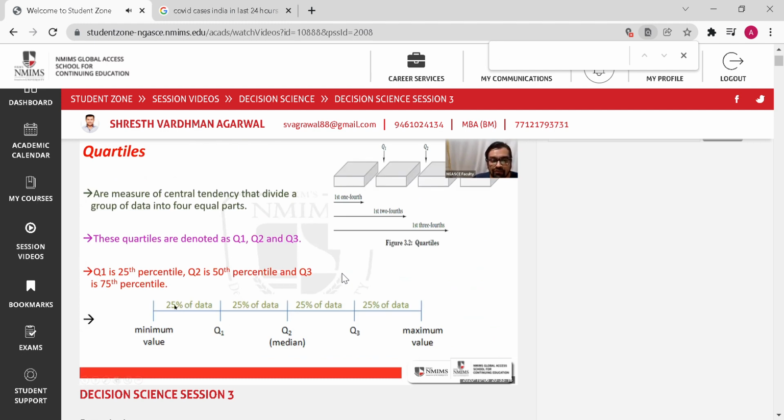Now each part is 25% of the data. How can this division take place? Normally, in the first quartile, we make sure that 25% of the data fits in, and in quartile 2, we ensure that a further 25% of the data fits in, as per the magnitude of the data observations. So this is the quartile concept. There is one more concept called percentile.